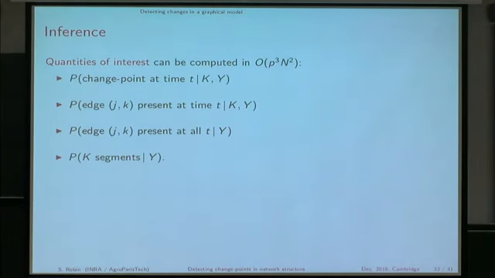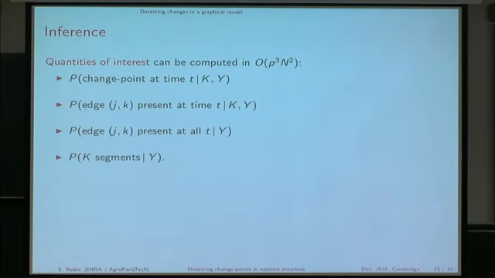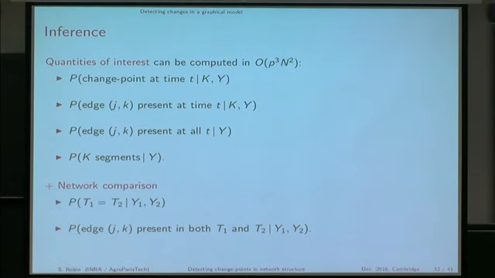Once you do that, you can compute a series of probabilities of interest. For example, you can compute the posterior probability that there is a change point at a given time. You can compute the probability for a given edge to be present at a given time, or to be present all the time, to stay there all along. You can compute the posterior distribution of the segments, etc. And as soon as you know how to do change point detection in networks, a subproblem is network comparison, because you can easily compute the posterior probability for two graphical models to be the same given the two data sets. It's just a subproblem of the preceding one.